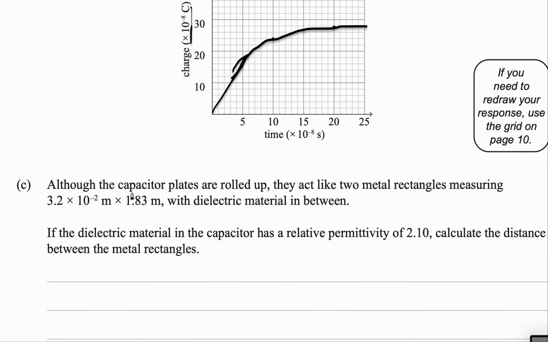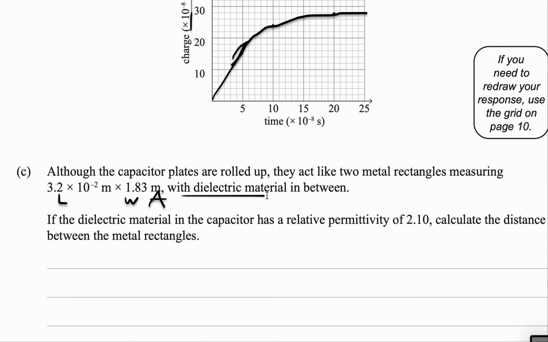Cool. Although the capacitor plates are rolled up, they act like two metal rectangles measuring 3.2 times 10 to the power of negative 2 meters times 1.83 meters. So here they've just given us the length and the width, so we know that is area. Okay, with the dielectric material in between. If the dielectric material in the capacitor has a relative permeability of 2.10, calculate the distance between the metal rectangles. So this is just a quite simple, straightforward question.